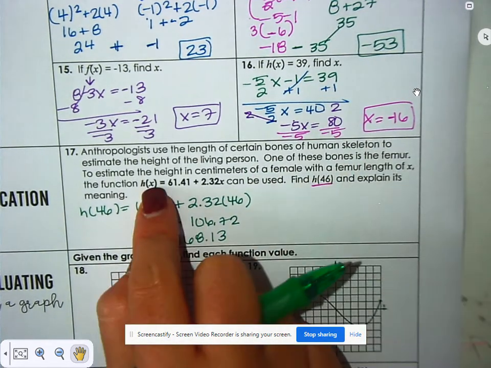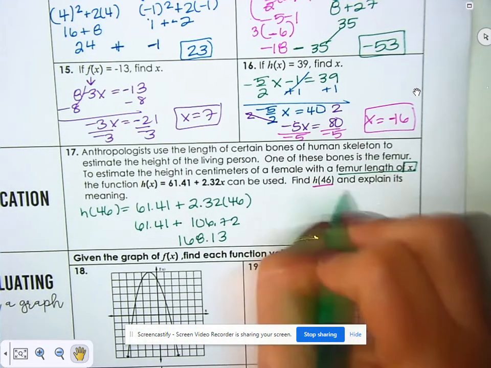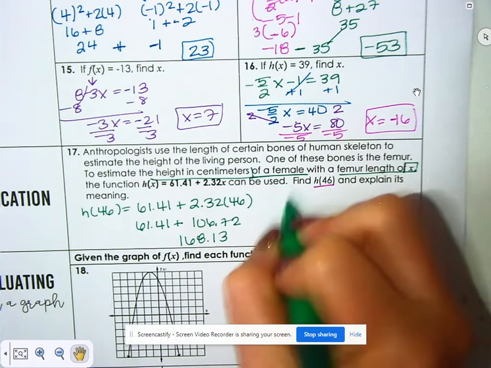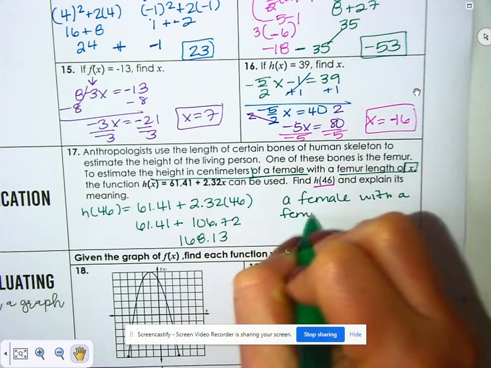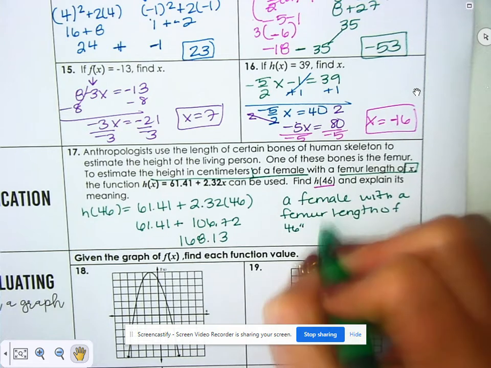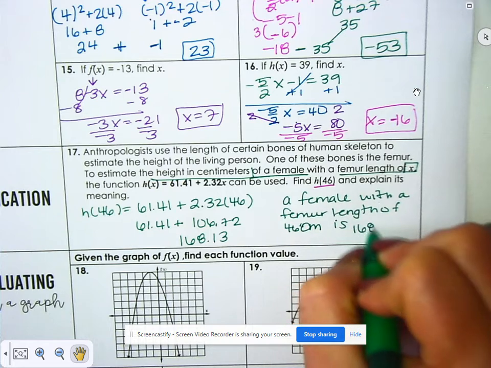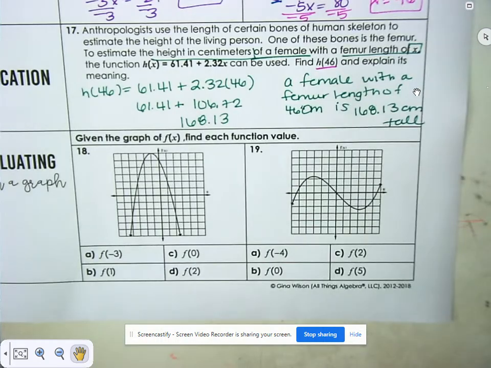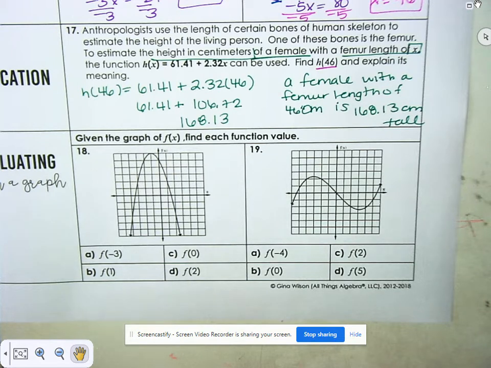Okay, so this is saying x is your femur length, okay? And h is the height in centimeters of the female. All right, so you're saying a female with a femur length of 46 inches, oh, sorry, centimeters, is 168.13 centimeters tall. That's what we're saying. A lot of it is just interpretation, not application.